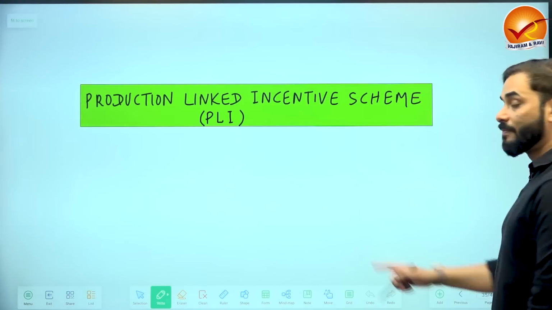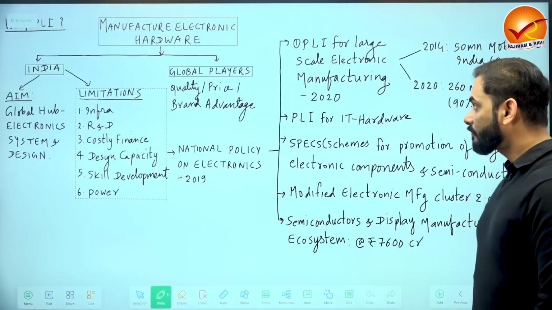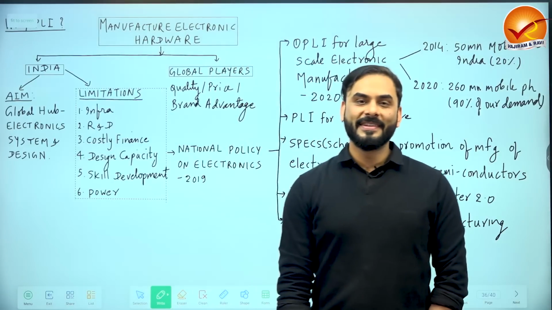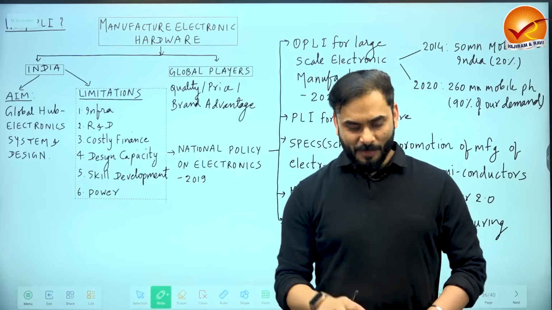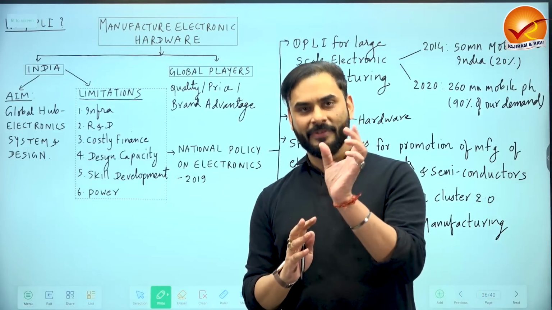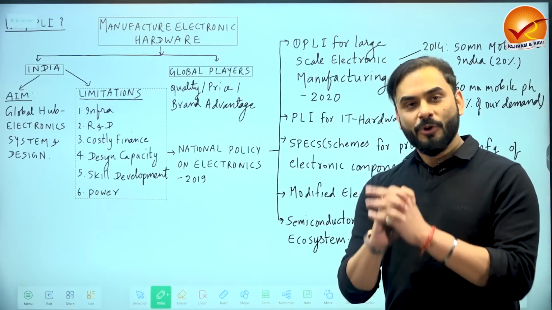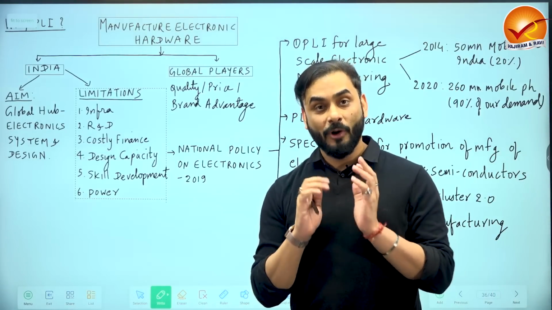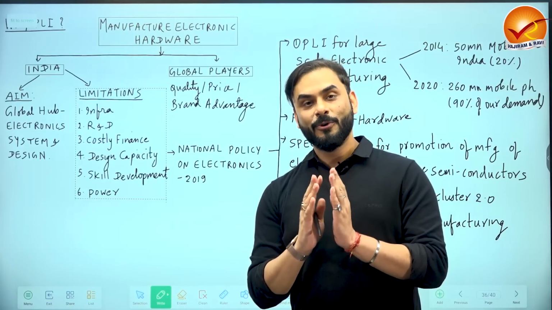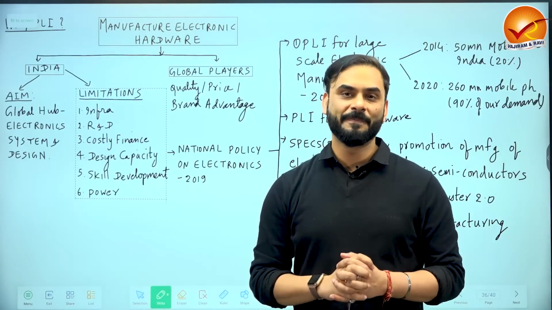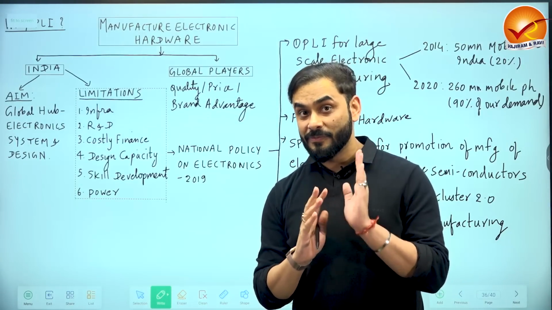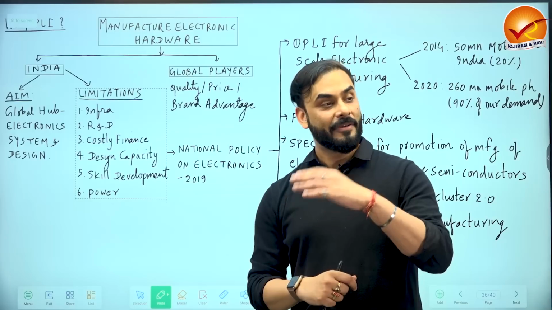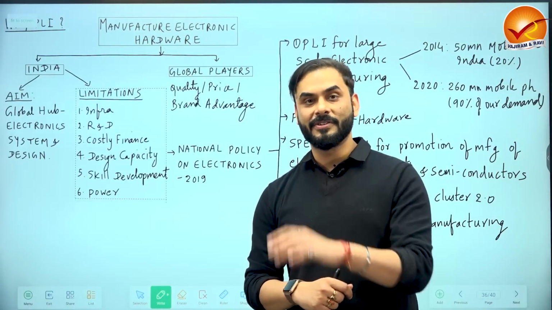I'll give you a basic idea of the production linked incentive scheme. You see, why did India go for production linked incentive? What is the story? So I have a very small story and a brief explanation for it. One of the aims of Government of India since very long was that they wanted to convert India into a global hub for the electronics industry. We wanted to be global leaders in electronics. For example, manufacture of mobile phone, laptop, etc.